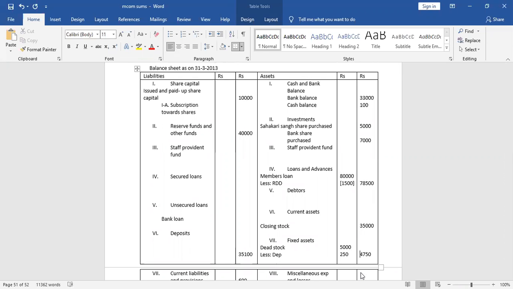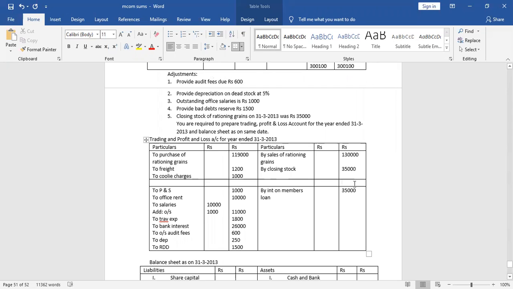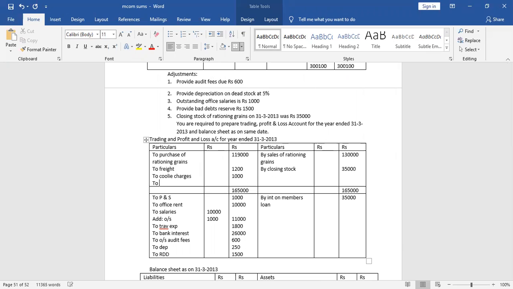So now what is remaining? Memorandum appropriation account. If there is profit, first we have to find out whether there is a profit or a loss. So let us first find out the gross profit. 1,65,000. And here to gross profit carried down. How much are you getting gross profit carried down? 43,800. So here we will write by gross profit brought down 43,800.